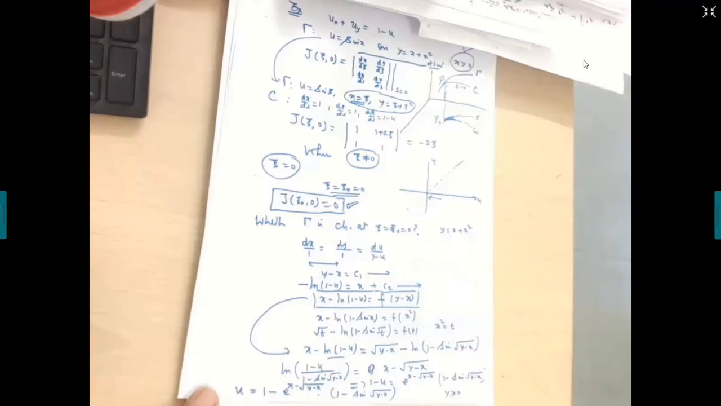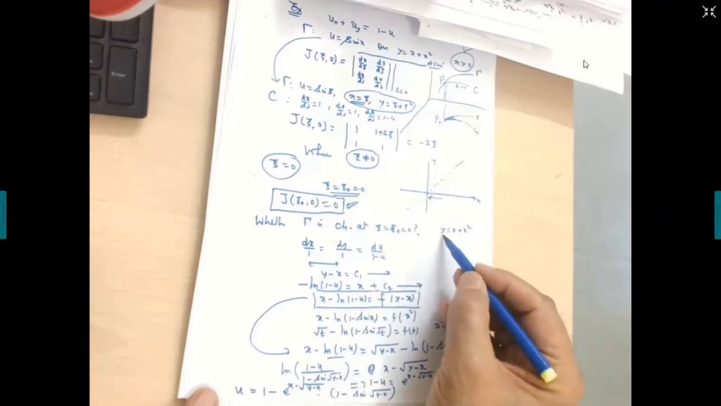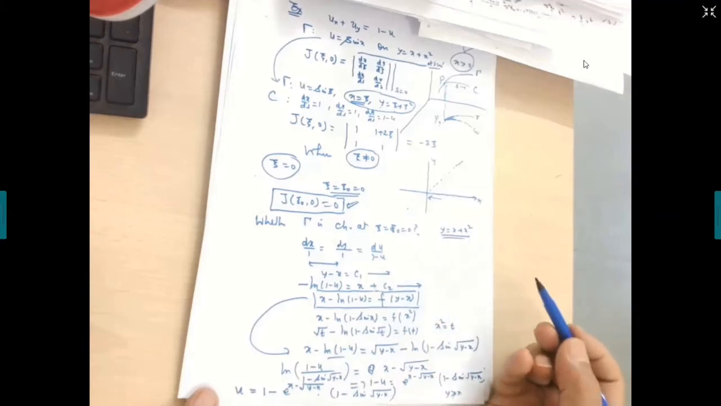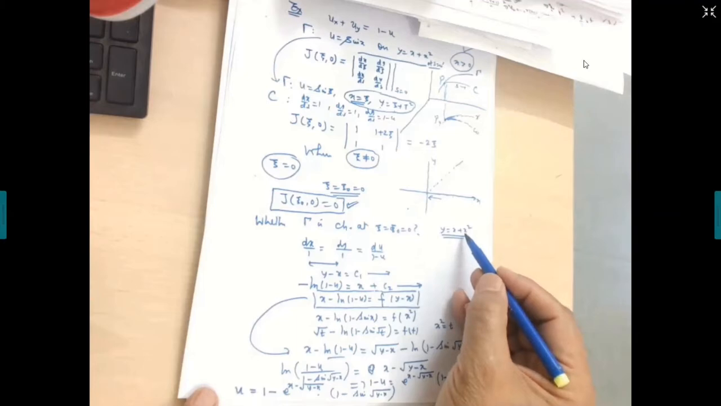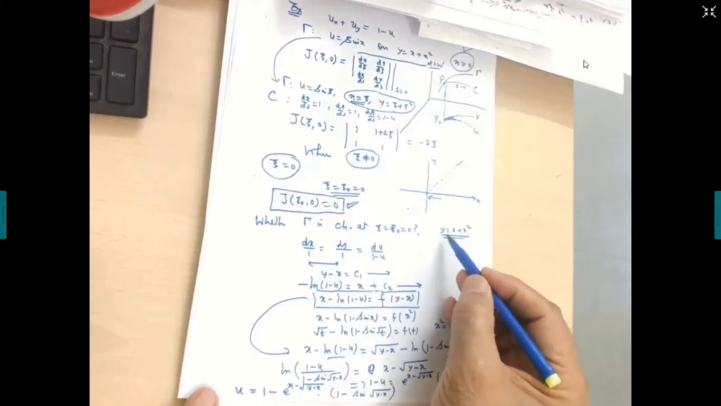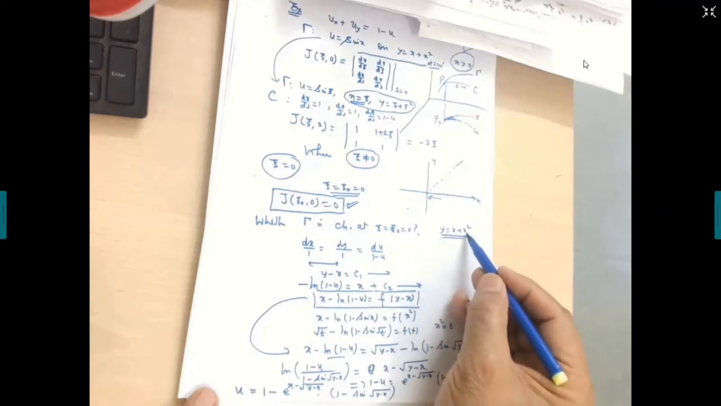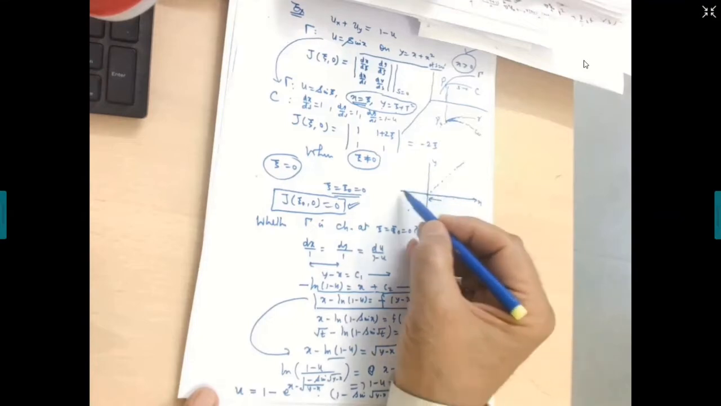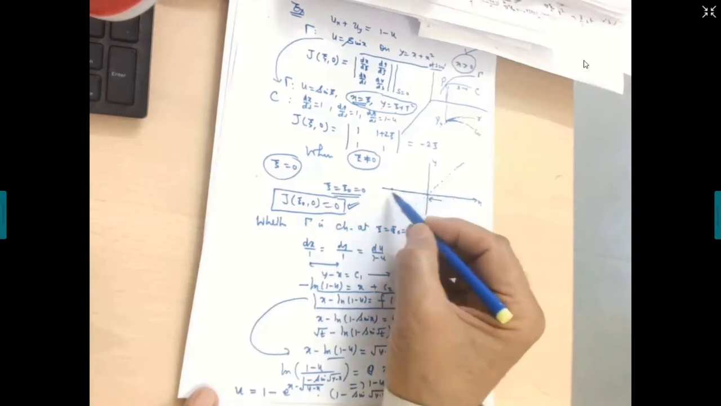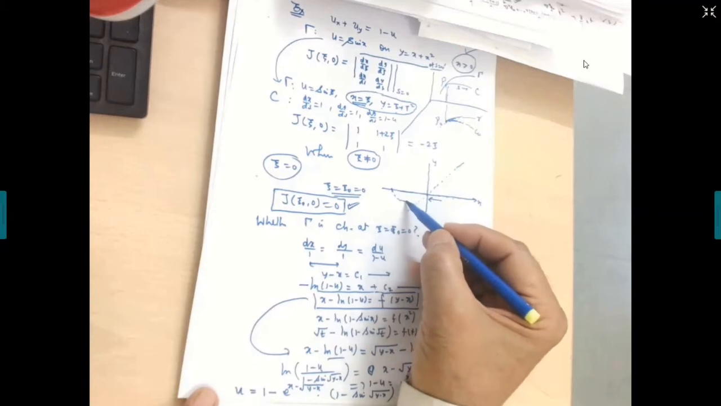Is that right? Yes, sir. So it is a parabola. It is very clear. y is equal to 0 at x is equal to 0 and x is equal to minus 1. So the parabola passes through these two points. Yes, it has to be like this.